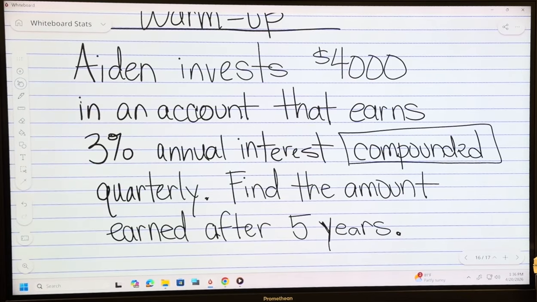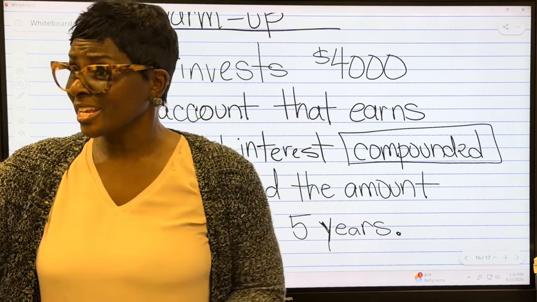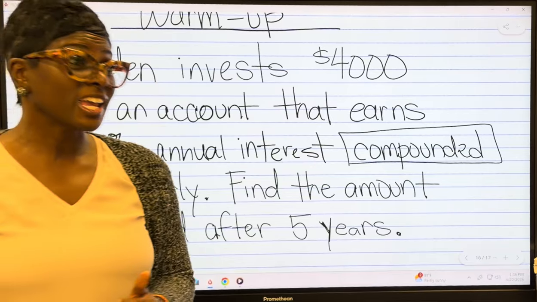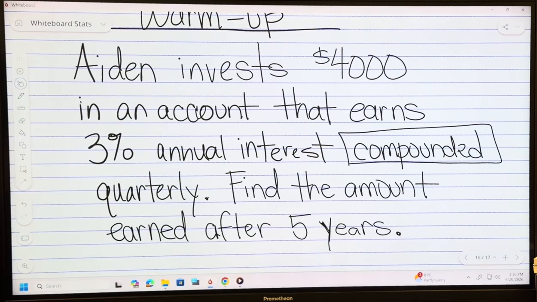What else do we know about this problem? We know Aiden has invested $4,000. What does $4,000 represent in our formula, in our math, in our situation? Principal. It is his principal. It is also his what? Initial value, right?